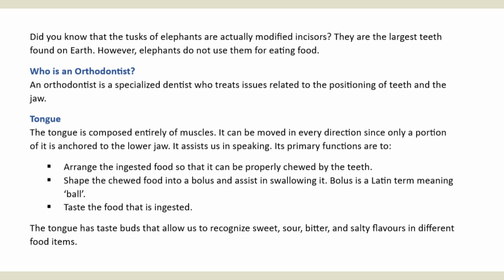Tongue. The tongue is composed entirely of muscles. It can be moved in every direction since only a portion of it is anchored to the lower jaw. It assists us in speaking. Its primary functions are to arrange the ingested food so that it can be properly chewed by the teeth, shape the chewed food into a bolus, and assist in swallowing it.